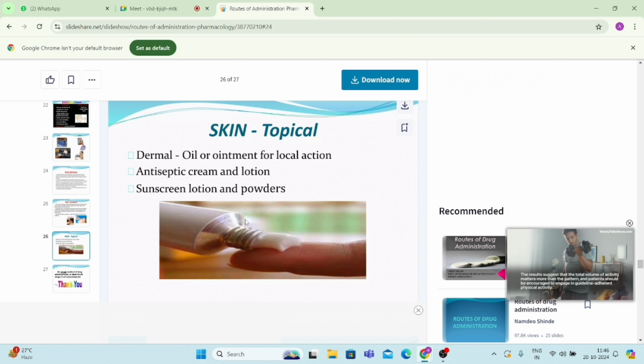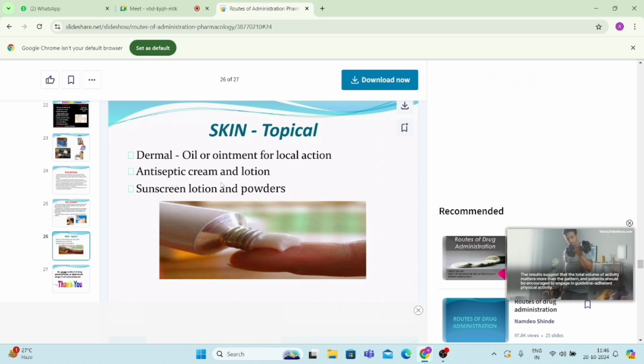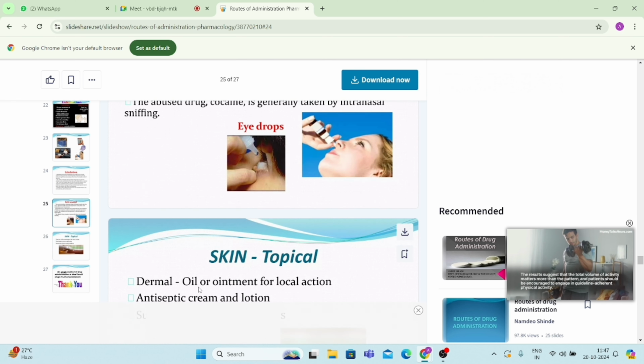Powders in the sense what? It may be like your talcum powders, or even you will get candid powders, white color one, anti-fungal dusting powders, sunscreen lotions. Okay, so these are some of the examples where you will be going with different routes for different drugs.